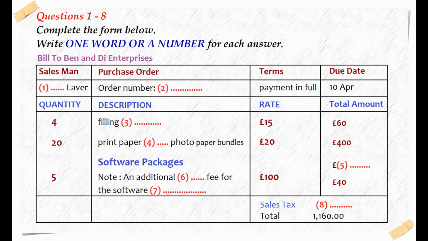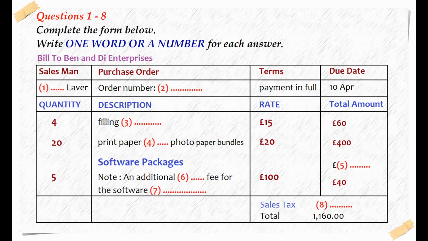Now, do you remember your order details? Yes. First there was the filing cabinets. Of course, for a rate of £15 each. Didn't you order print paper as well? Yes, we're taking 20 glossy photo paper bundles. What's the unit price again? It works out at £20 per bundle and £400 in total.